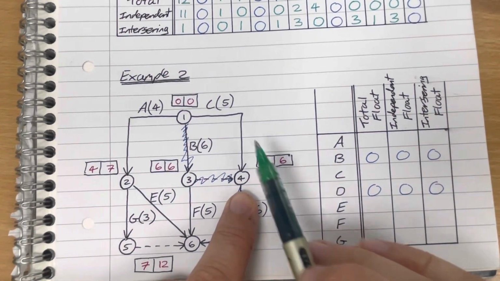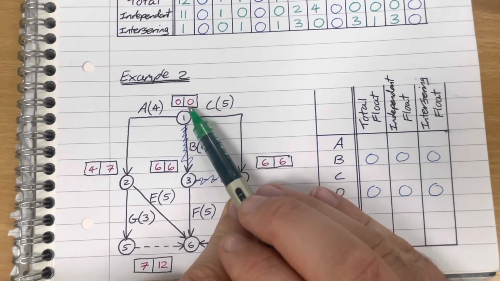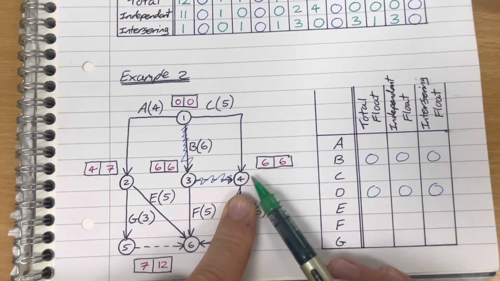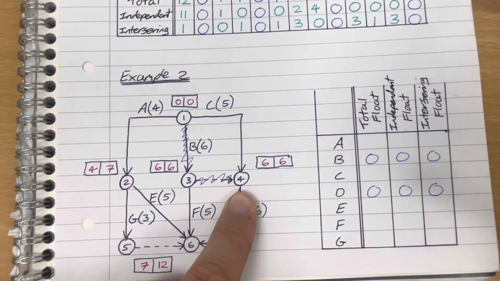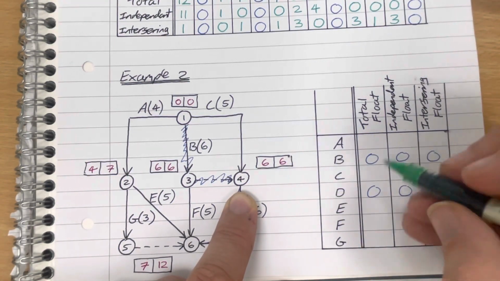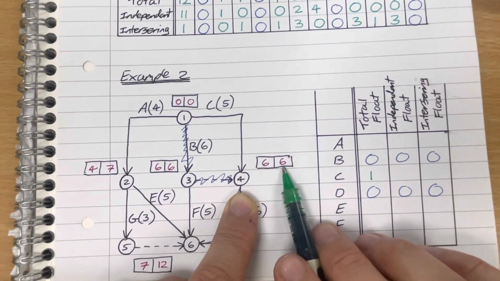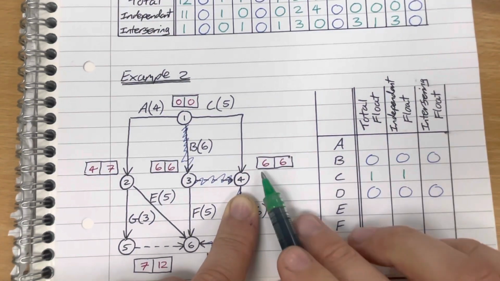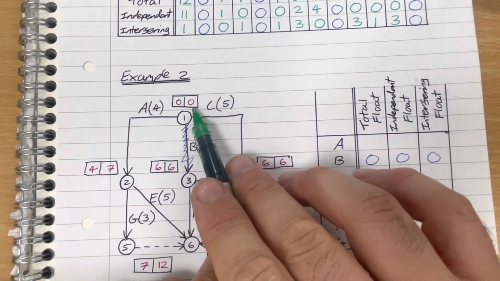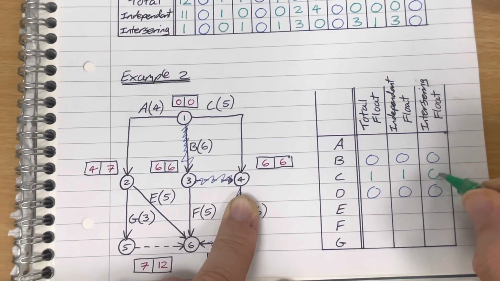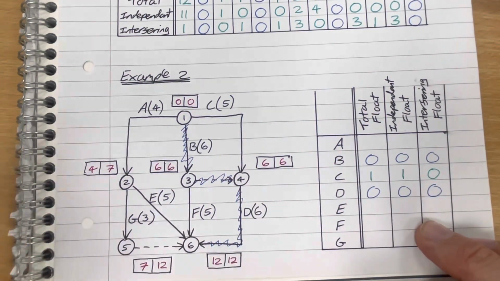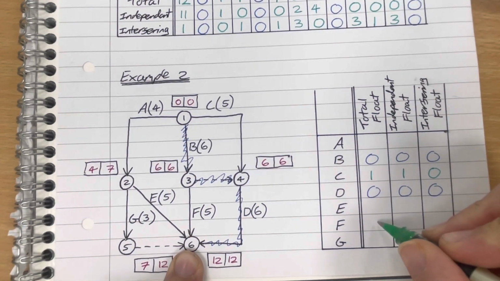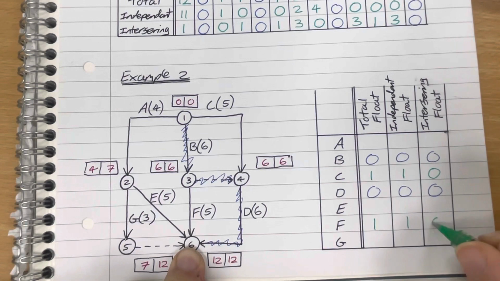Okay, C, this activity goes between a node that's on the critical path and another node that's on the critical path, which means all of its float has to be independent. So its total float is 1, using the calculation, 6 minus 0 minus 5. Independent float is also 1, the inside 6, inside 0 minus the 5, which means its interfering float is 0. And then F is also going to be independent. In fact, it's going to have the same calculations, 1, 1 and 0.